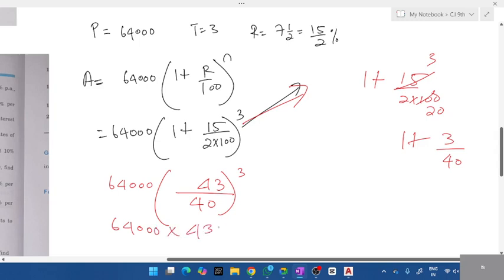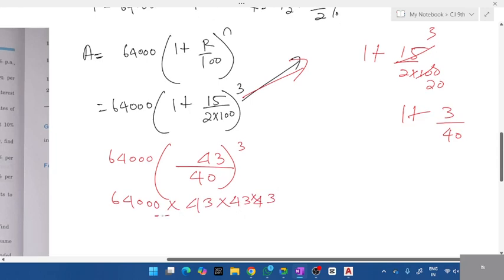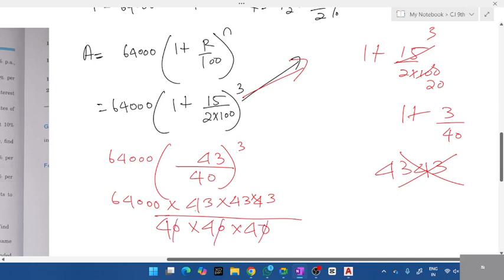64,000 into 43, how many times? 3 times. Yes, 3 times. You have to multiply. Don't write it as 43, 43. Okay, multiply into 40 thrice. So zeros will get cancelled here, 3 zeros. How much is 4 into 4 into 4, students? How much is 4 cube? 4 cube is 64. So this entire thing will get cancelled. 64 and 64, all is left. These are the values left. Multiply 43 into 3 times. That will give you the answer.